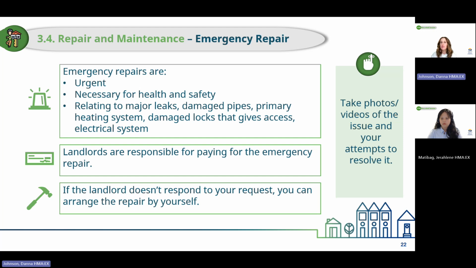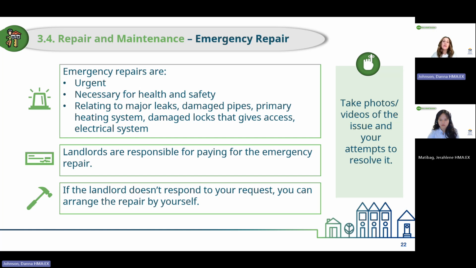Emergency repairs work a little differently from regular repairs, simply because you can't wait weeks for them to be fixed. An emergency repair is something urgent, something that affects your health or safety, like a serious leak, a broken heating system in winter, unsafe electrical issues, or a damaged lock that affects your ability to secure the house. Your landlord is responsible for making these repairs, and hopefully they will as soon as they're told about them. But keep in mind, just because a broken appliance is extremely inconvenient for you, it does not make it an emergency repair.